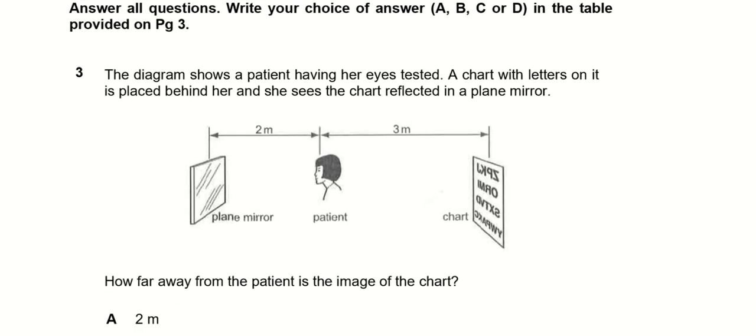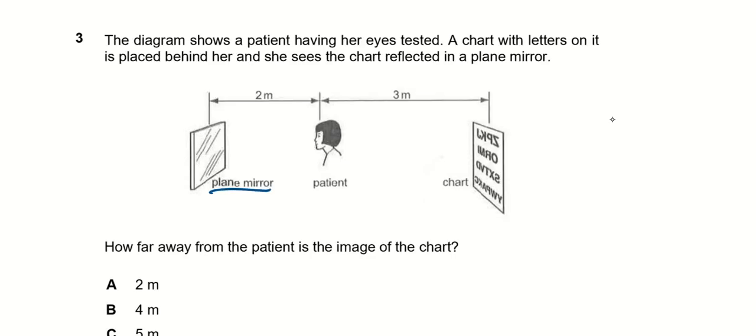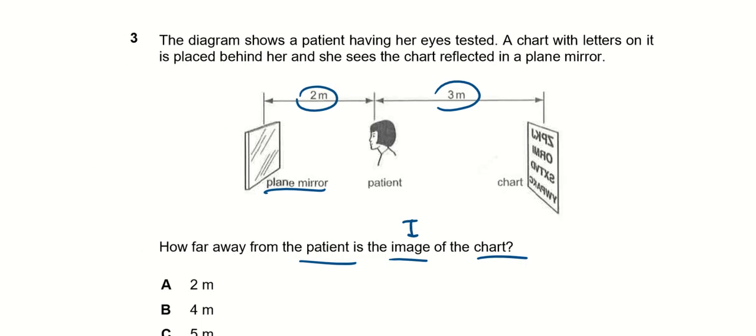The diagram shows a patient having her eyes tested. We have a chart with mirrored letters on it, placed behind her, and she sees the chart reflected in a plane mirror. We take note of the distance here. How far from the patient is the image of the chart? They are looking for the image, right? If I treat this plane mirror as the center where the reflection is happening, the image will be 5 meters away. So this is the image of the chart.